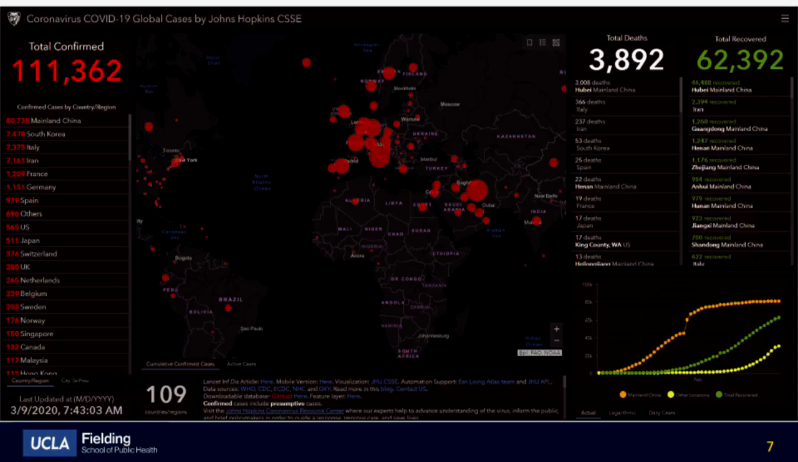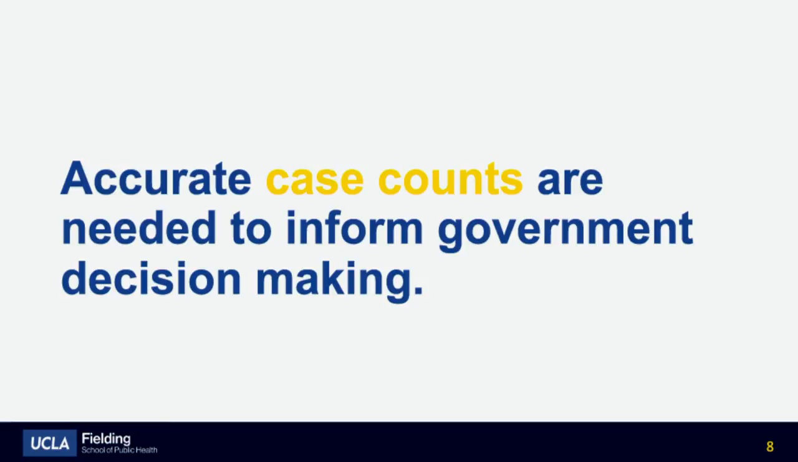So I think it's really important for everybody just to understand we really are in the learning phase, and we really do not have enough information. Everybody is putting information out here, and we're doing the very, very best we can to make sense of this information. But I think it brings me to this next point, which is the next slide, which is that really accurate case counts are needed to inform government decision making. And right now, we really do not have this information. So everybody is doing the best that they can. We're all looking for the most accurate case counts possible. But right now, we're still in the learning phase.